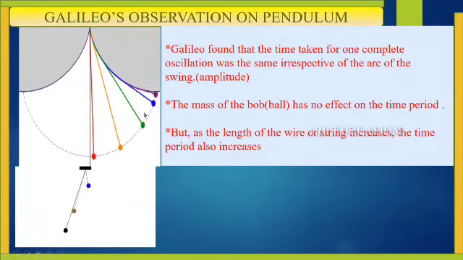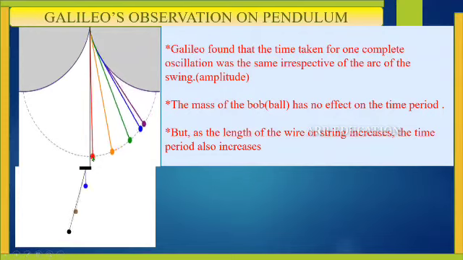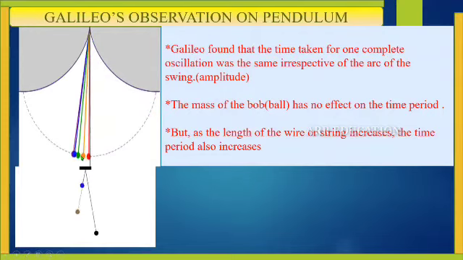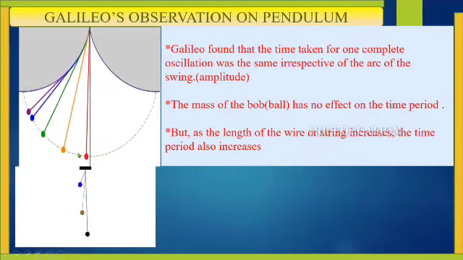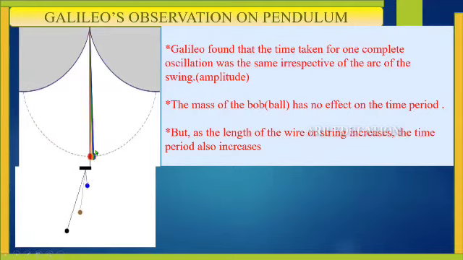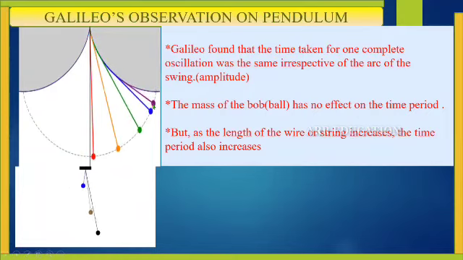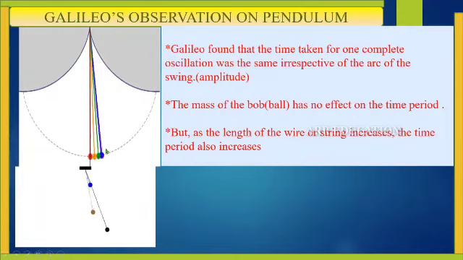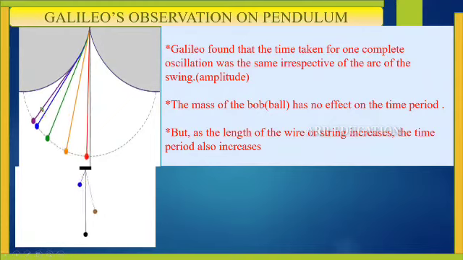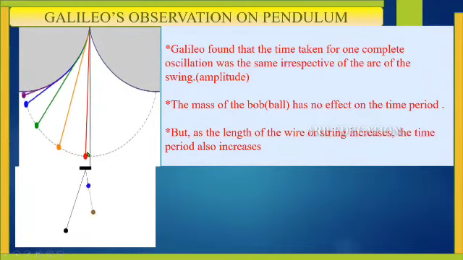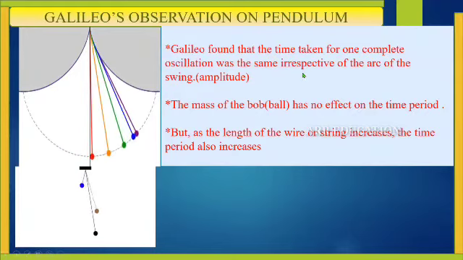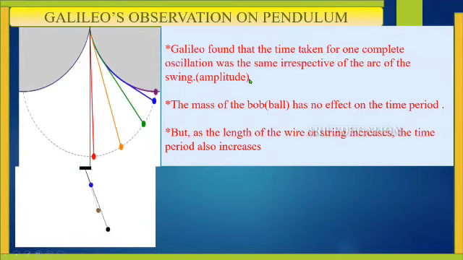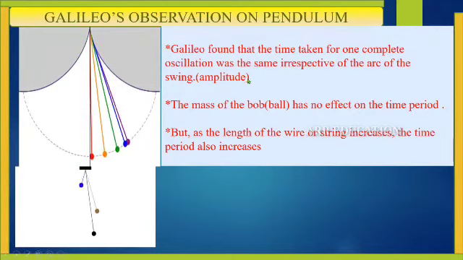Like you can see in this GIF, this ball is just left a little this side, and this ball a little more, this ball a little more, and this the highest. So you might think that the time period taken for one oscillation of each ball would be different, but actually it's the same. So it doesn't depend on the property amplitude.